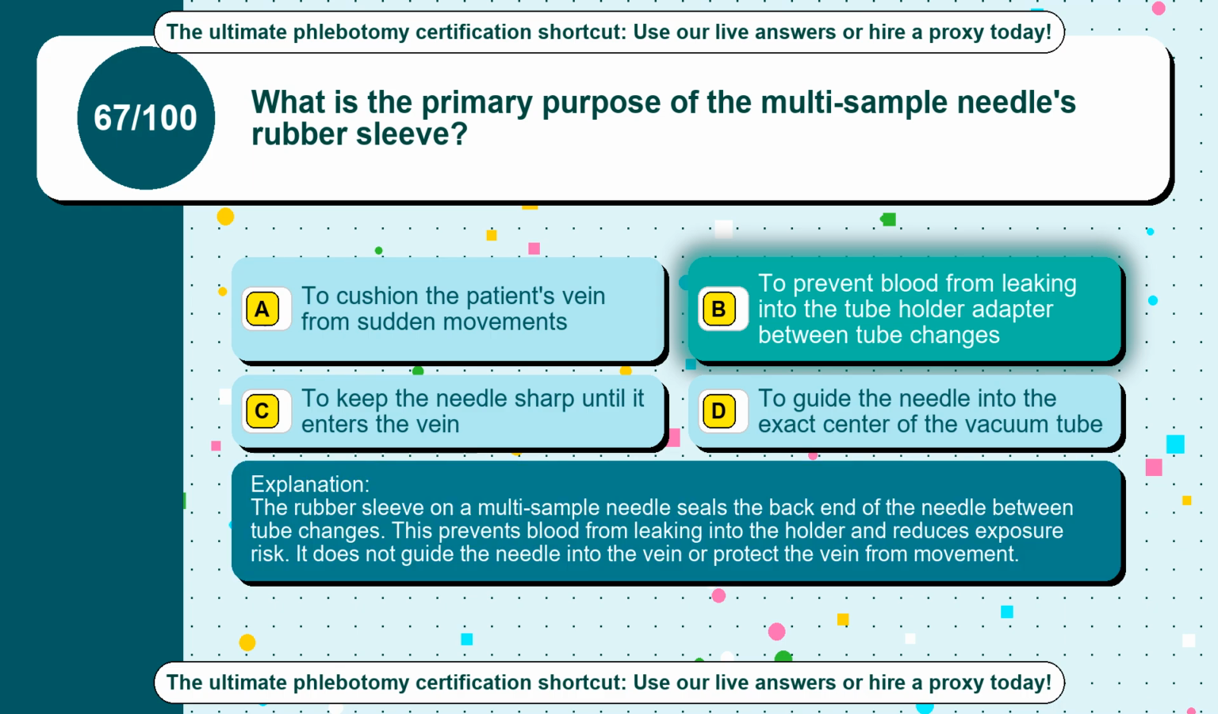The rubber sleeve on a multisample needle seals the back end of the needle between tube changes. This prevents blood from leaking into the holder and reduces exposure risk. It does not guide the needle into the vein or protect the vein from movement.